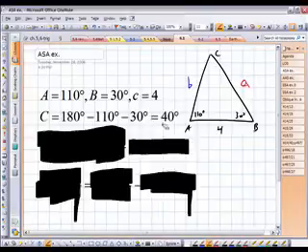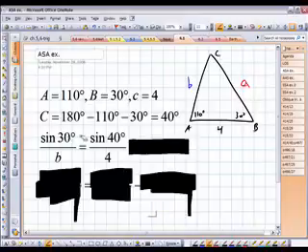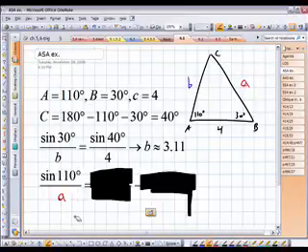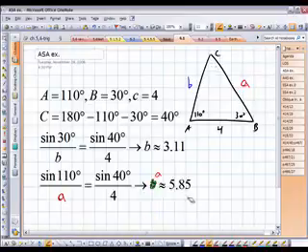Now that I have angle C, I can use the law of sines and say the sine of 30 degrees over b is equal to the sine of 40 degrees over 4. Solving this for b, I get 3.11 approximately. And then I can use the law of sines again. The sine of 110 over its opposite side a is equal to the sine of 40 over its opposite side 4, and I get approximately 5.85. So that's ASA.